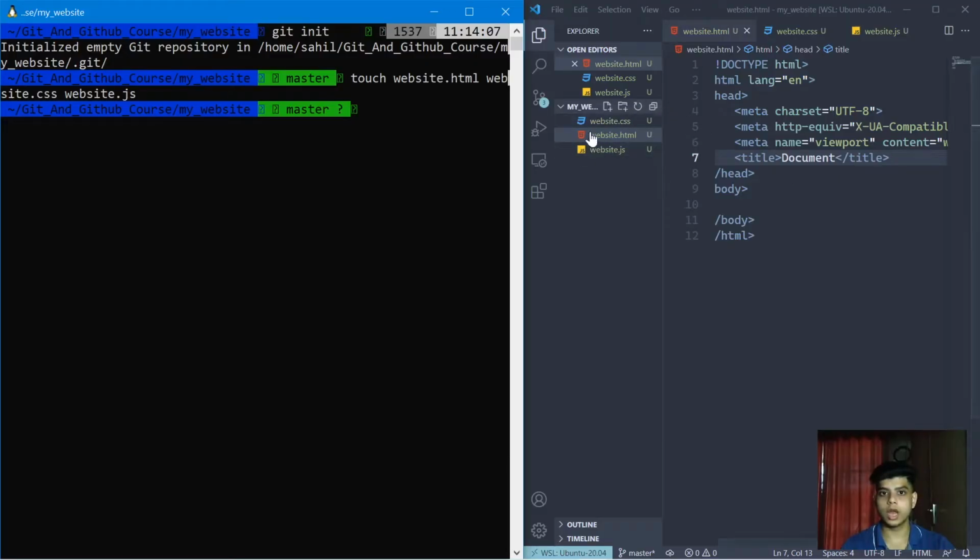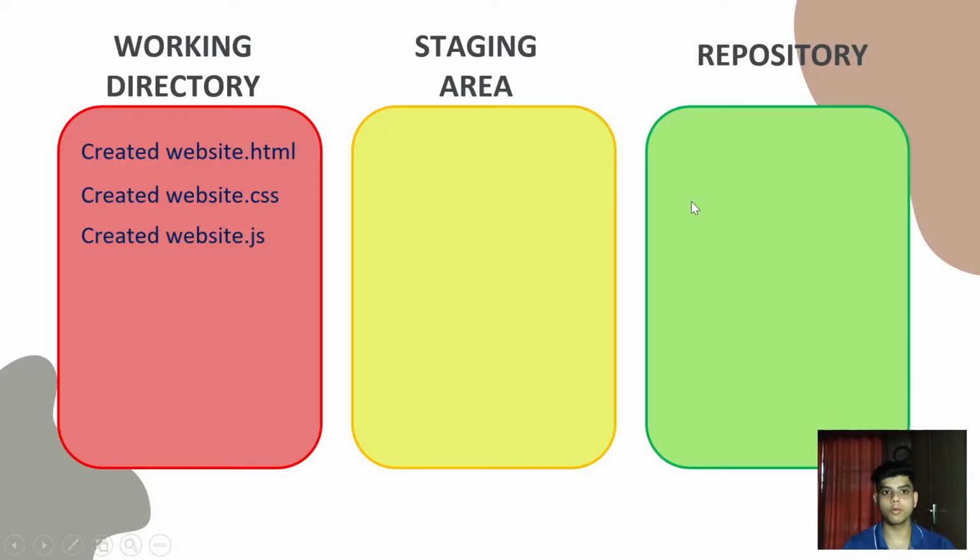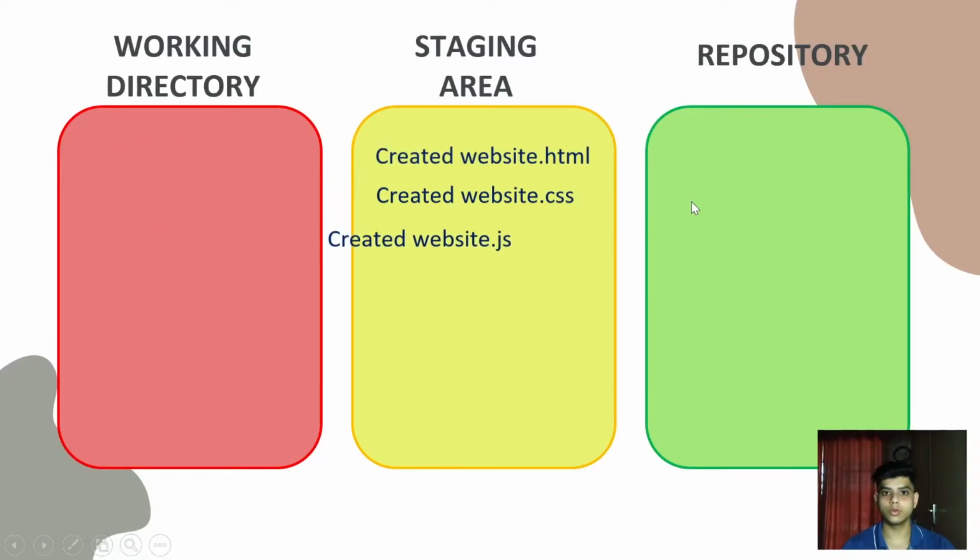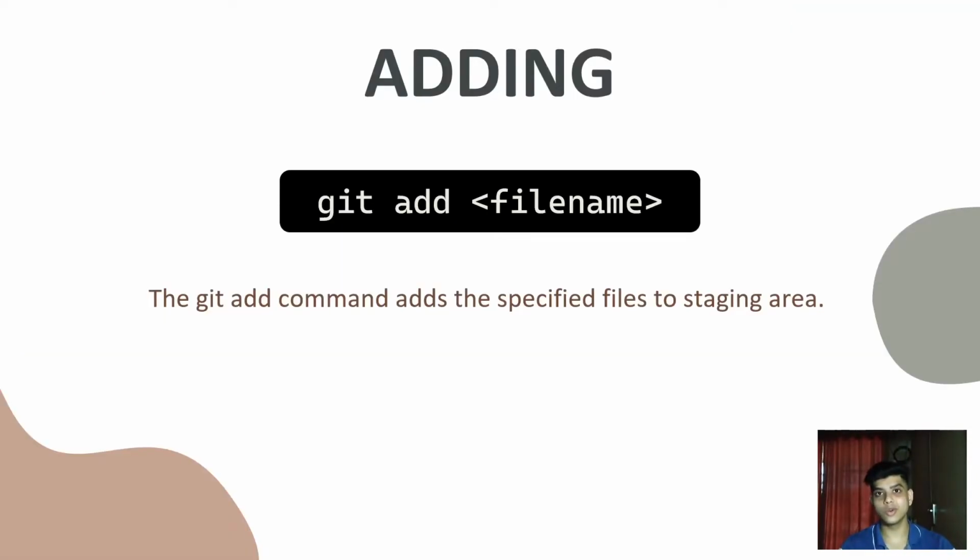Cool. Now what I need to do is add them to the staging area, moving them to the staging area. So how do we add these to the staging area? We have a command, git add and the file name, and that will add the file to the staging area. Whenever we run git add and the name of the file, it will move that file from the working directory to the staging area.